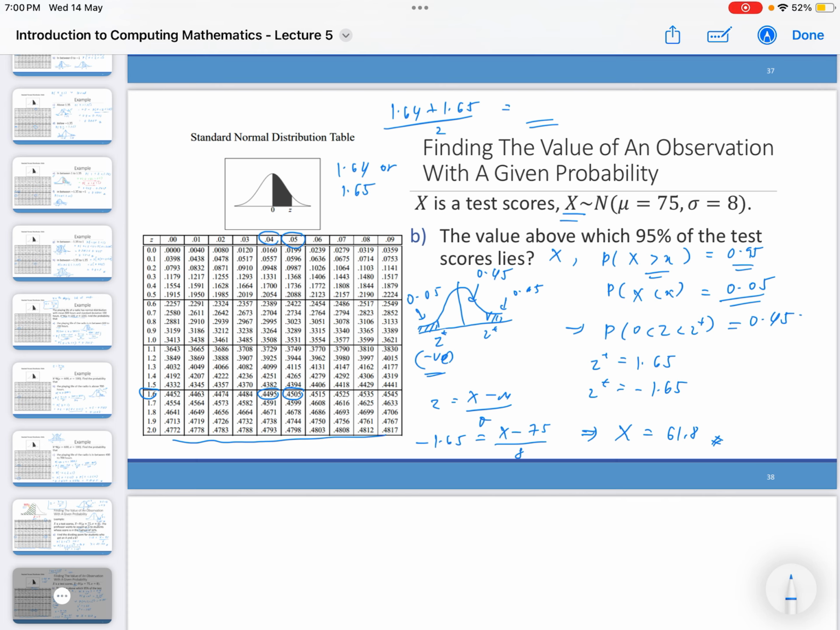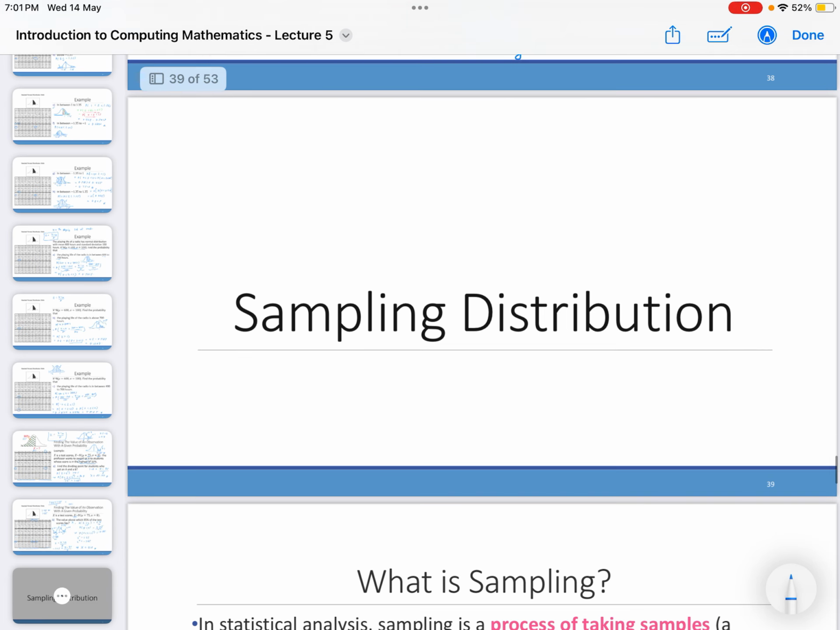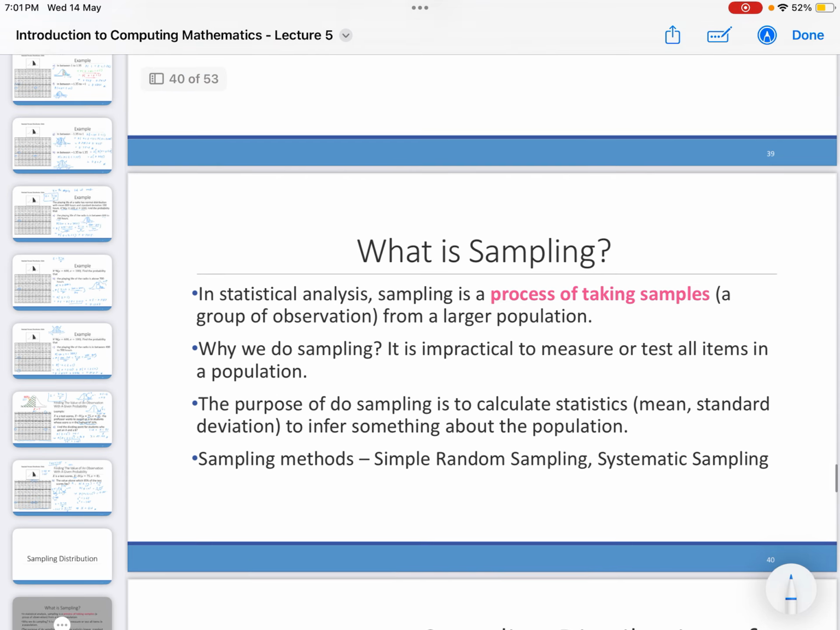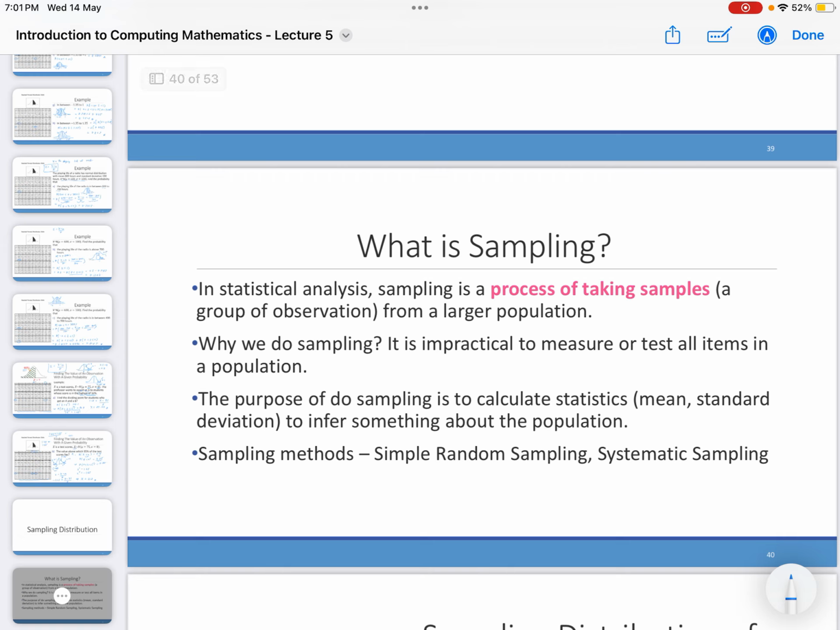So we finished the normal distribution. Next we will look at sampling distribution. What is sampling distribution? What is sampling? Basically, in statistical analysis, sampling is a process of taking samples, which is a group of observations from a larger population. If we have a large population, we only take some of it as samples. This is what is meant by sampling.